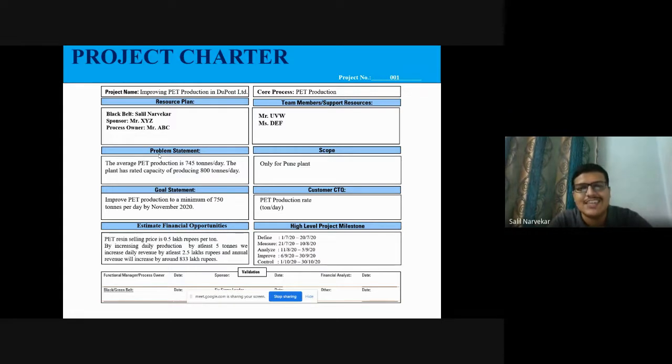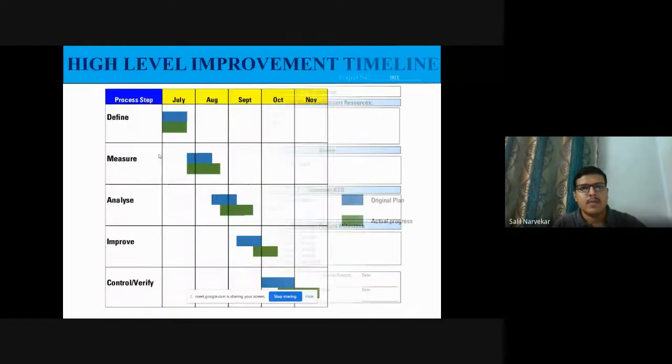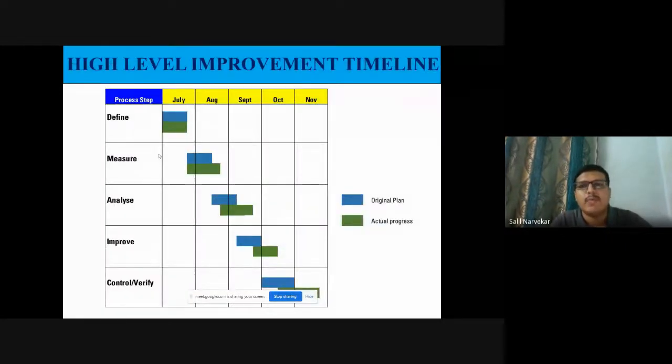As I said, this is a PPT from 2 years back. The consumer CTQ was told earlier, and for the financial opportunities, again some dummy data was considered. Now this was a high-level improvement plan timeline. Basically, this is based on the milestones and the time which was present earlier. This was again some dummy data.